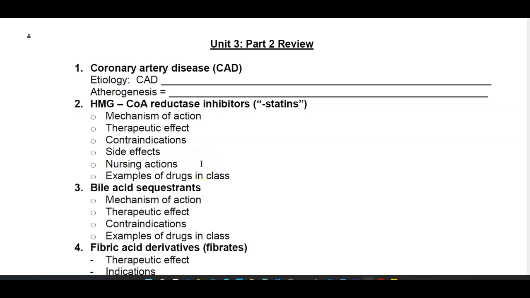Now, definitely we need to assess and provide patient education. So assess the neurofunction, muscle weakness, blood sugar, right? Because we know that it can affect the blood sugar, and also GI symptoms as well as urinary changes.